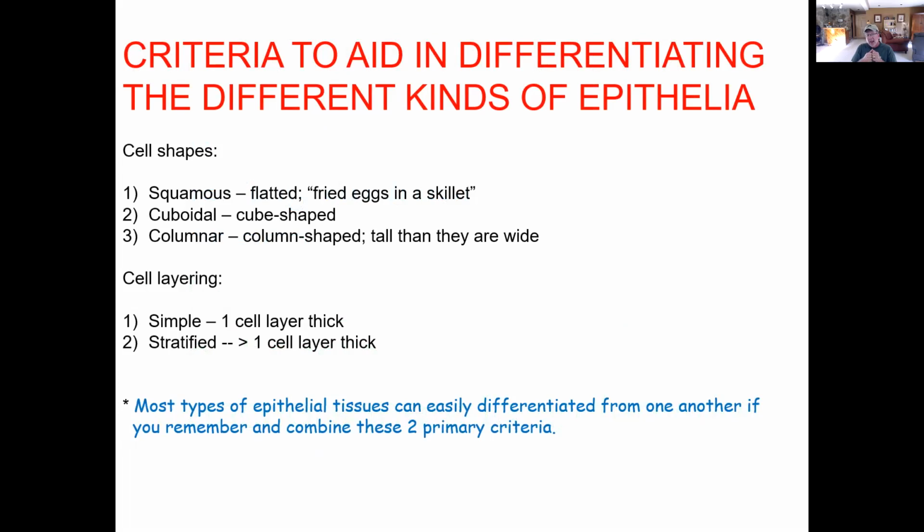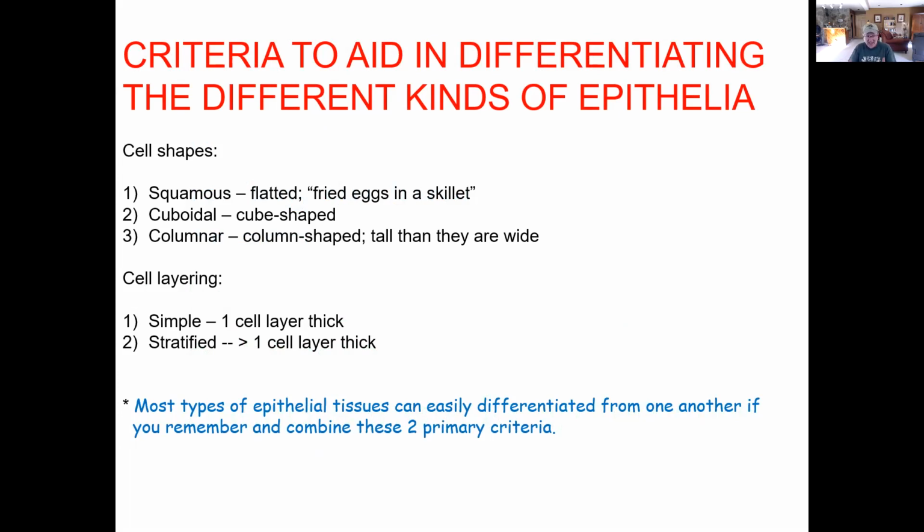tissues. And then, of course, the second criterion is how are those cells layered? Are they in a single layer, in which case we call them simple, or are they multiple layered or stratified? And so by knowing the three shapes of the cells and thinking about the layering arrangement, we could talk about a variety of different types.